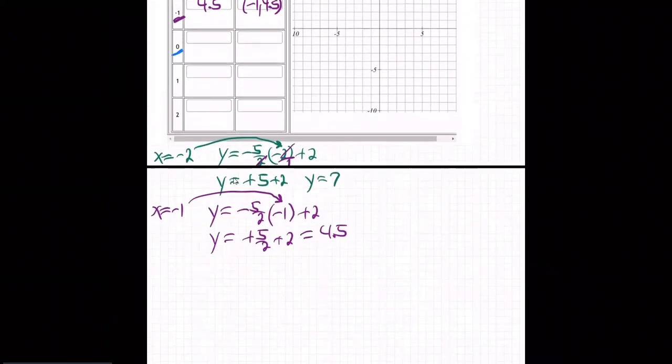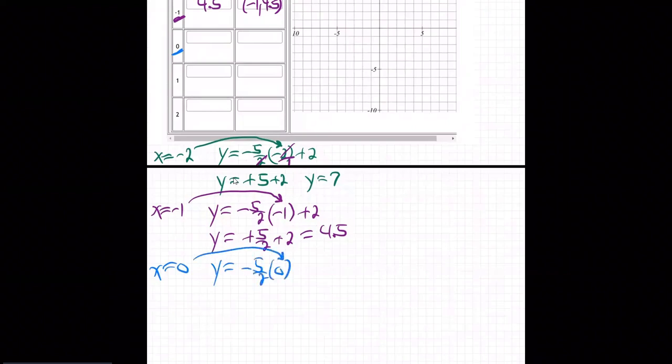Plug in 0. X equals 0, same equation. So -5/2, and this time we're plugging in 0 for x. Plus 2, and anything times 0 is just 0. So y is just 2. That's the point 0, 2.